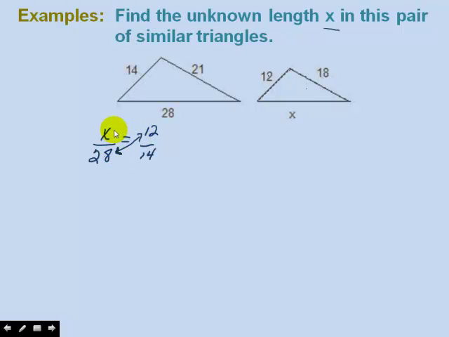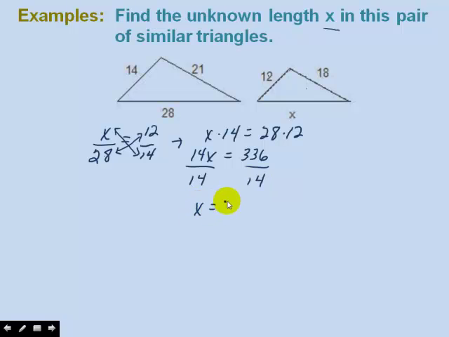So now we're going to use cross multiplication. So that gives us x times 14 is equal to 28 times 12. If we multiply this out, we've got 14x is equal to 336. Now if we divide both sides by 14, that gives us x is equal to 24.